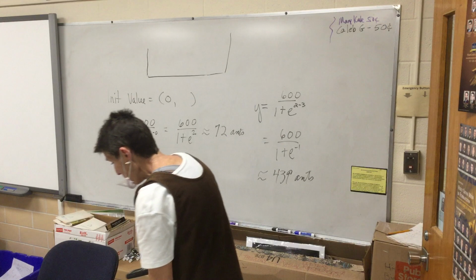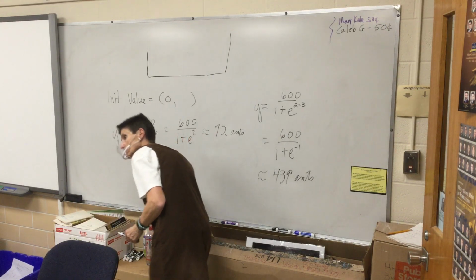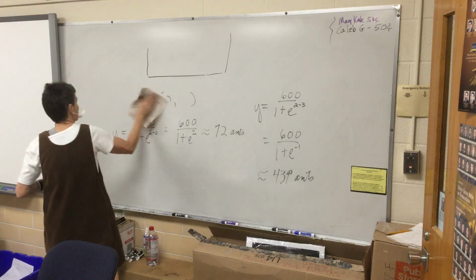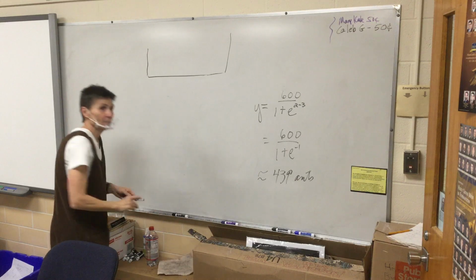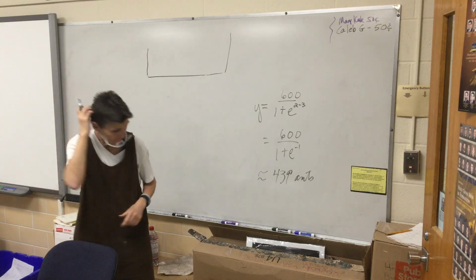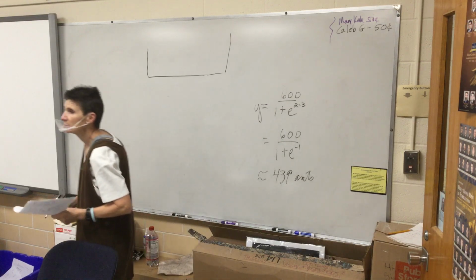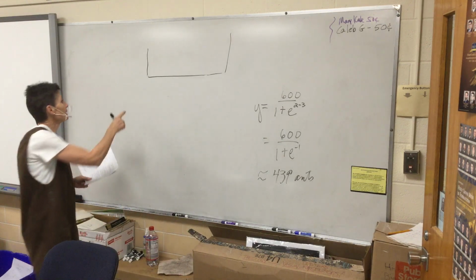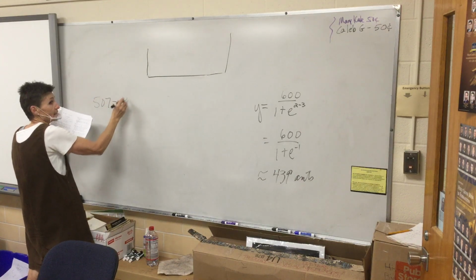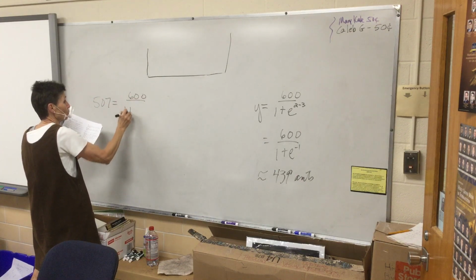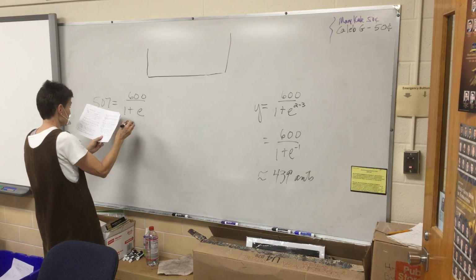And then D. When will there be 507 ants? What am I going to do there? When will there be 507 ants? That's going to come in for y. So 507 equals 600 over 1 plus e to the 2 minus t.